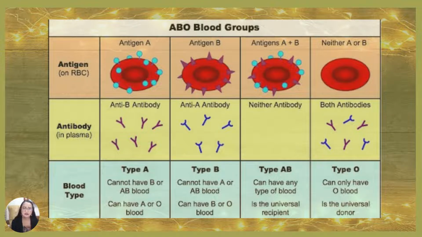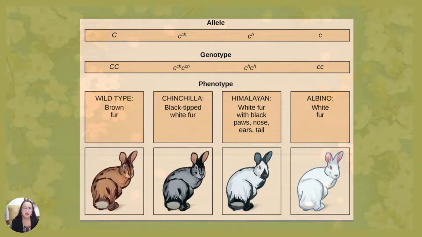Take note of that. Now, we have here coat color in rabbits. It is inherited as a series of multiple alleles. This means that there can be more than just two alleles for a single gene. In the case of coat color in rabbits, there are four alleles, and each one is expressed with a different phenotype. So try to look at the figure here.